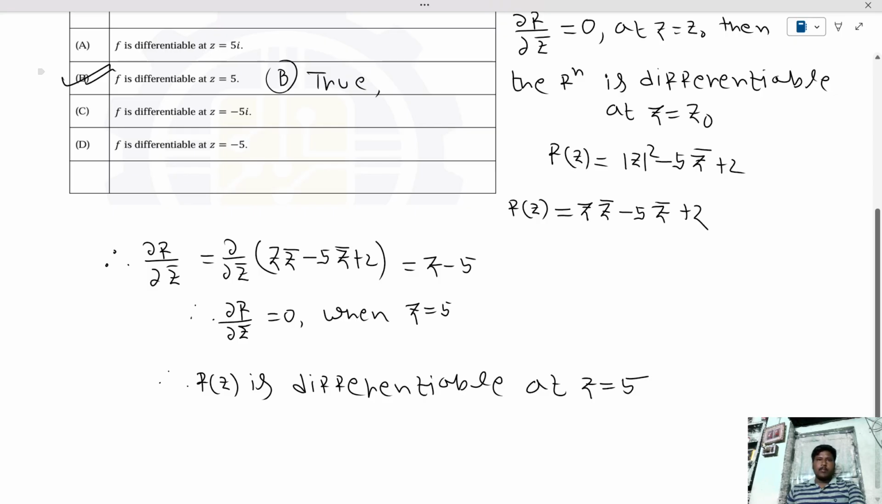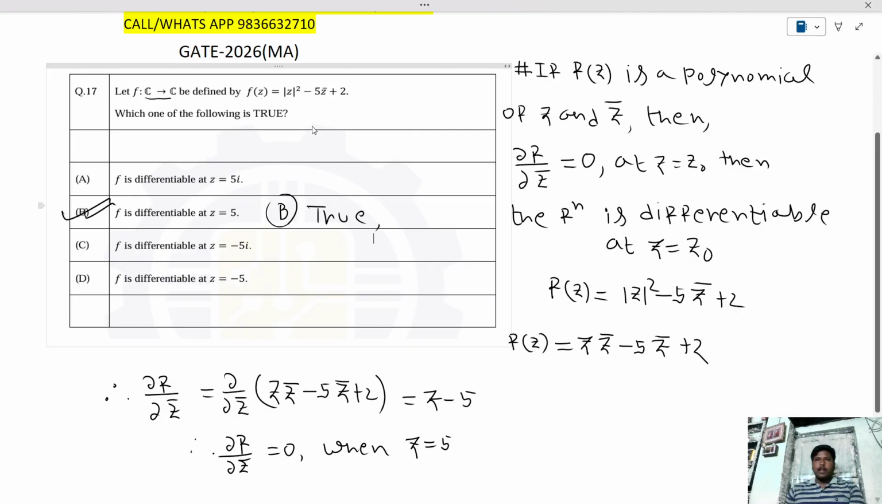This is a simple problem on the CR equation for a function which is a polynomial of z and z̄, and this is the main formula to be used for this type of problem.